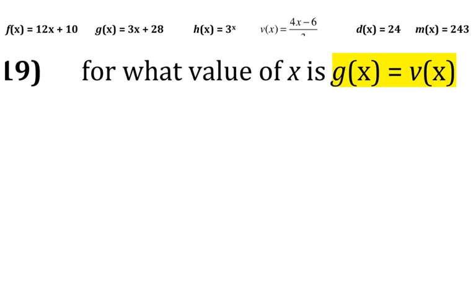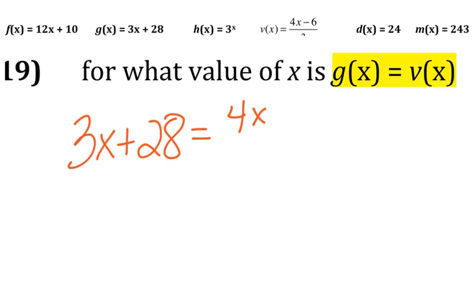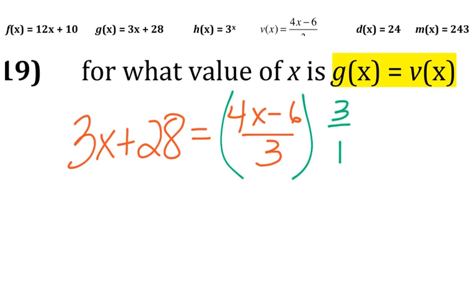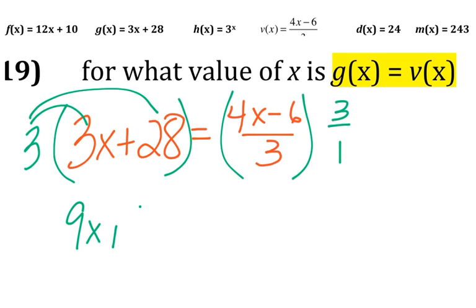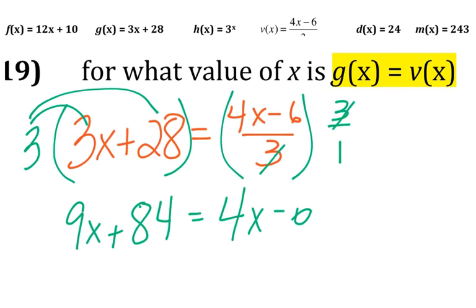Number 19 says for what value of x is g of x equal to v of x. Okay, this one's a little bit harder. What we need to do is get rid of that fraction first because that's a problem. So what I'm going to do is I'm going to multiply this side by 3 over 1. And so when I multiply this side, I have to multiply the entire other side, not just the first part, but the entire thing by 3. So I'm going to distribute, and then 3 times 28. And then over here I have 4x minus 6 because the 3's canceled out.